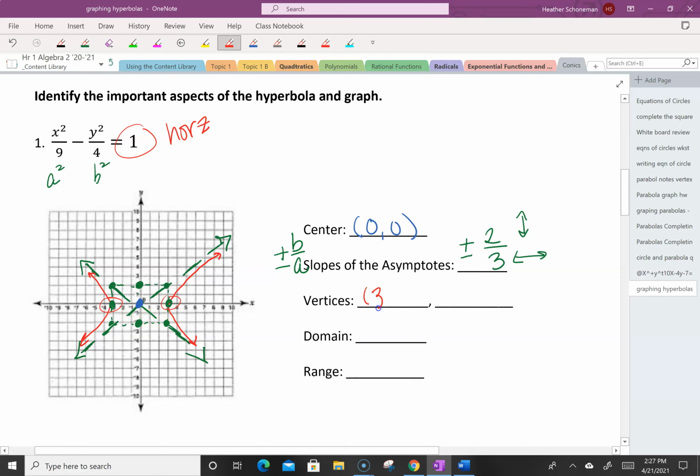So the first one is going to be 3, 0, and the other one is -3, 0. There is no magic order in which you need to write them, just write both of them. The domain is a little wonky on this one, but we can still figure it out.